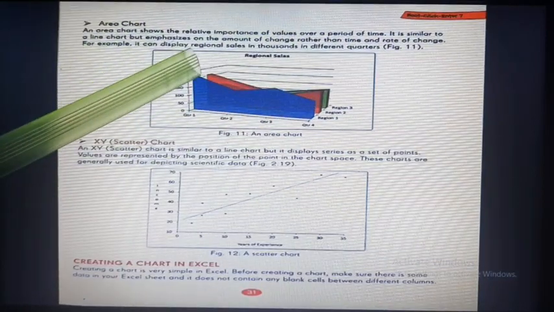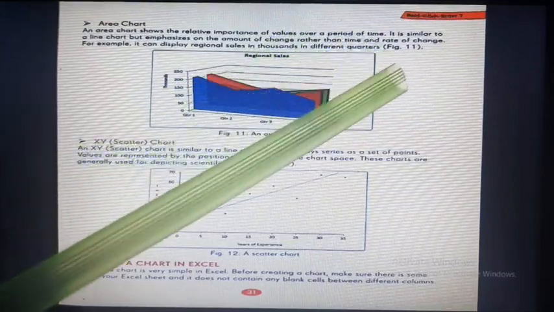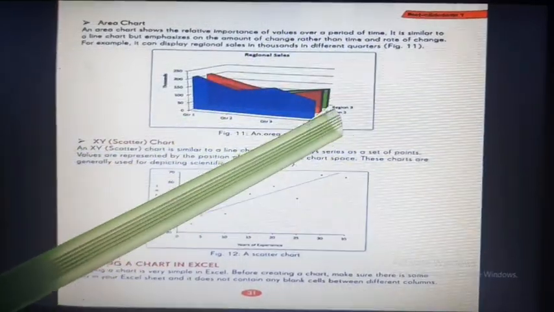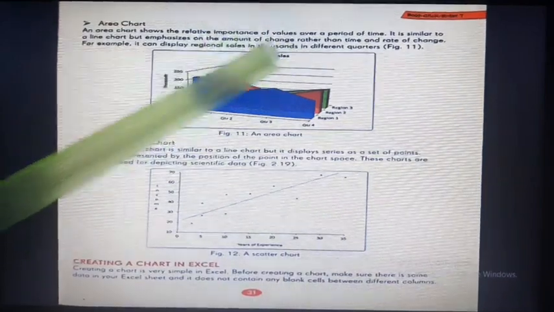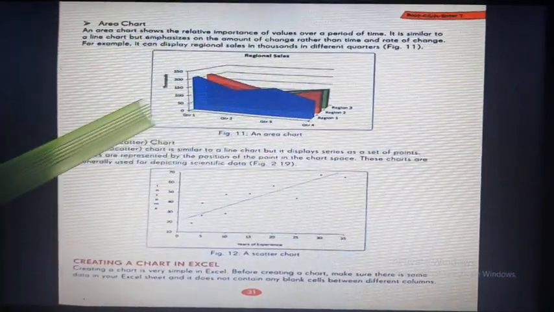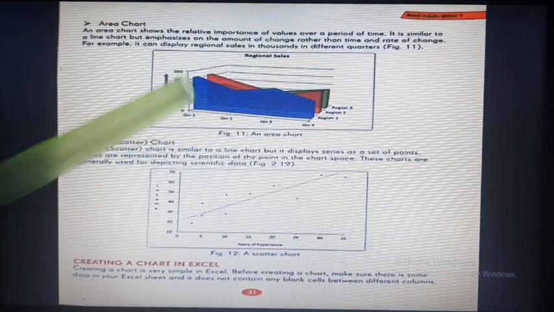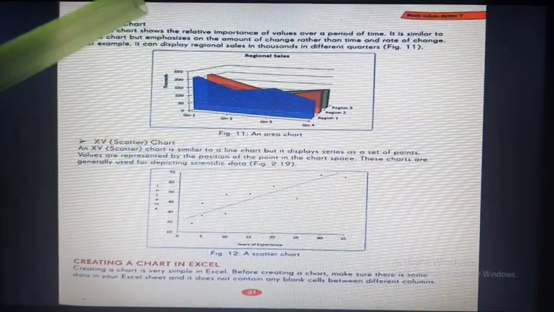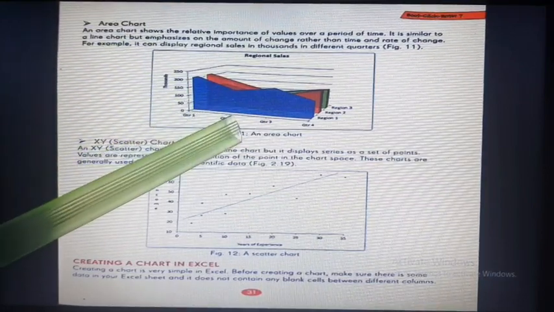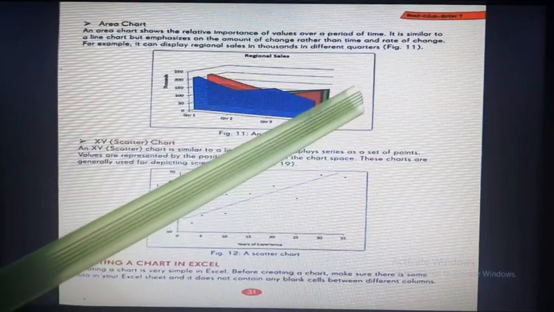For example, it can display regional sales in thousands in different quarters. The region number 1, region 2, region 3, sales in terms of thousands. So 50,000, 100,000, 150,000, 200,000, 250,000. This is quarter number 1, quarter number 2, quarter number 3, quarter number 4. Now here is region number 1, region number 2, region number 3.